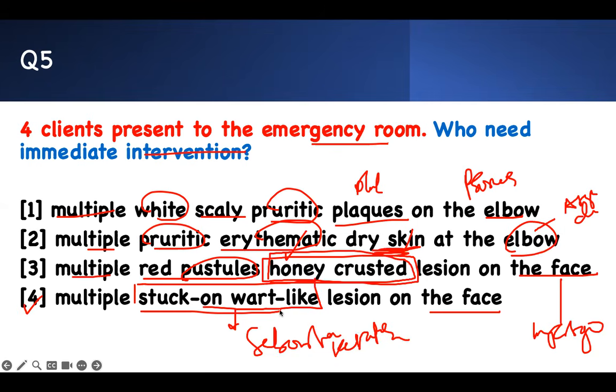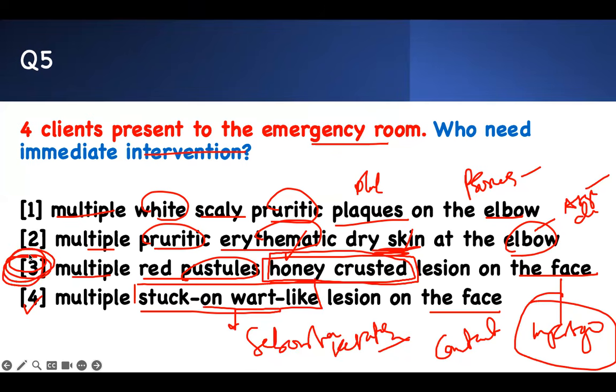So among all these things, who do you think needs immediate intervention? Standard precaution, standard precaution, standard precaution. This is contact. This is the way they can ask you this kind of question. So this is a contact precaution. So number 3 needs intervention because we need to isolate that patient.